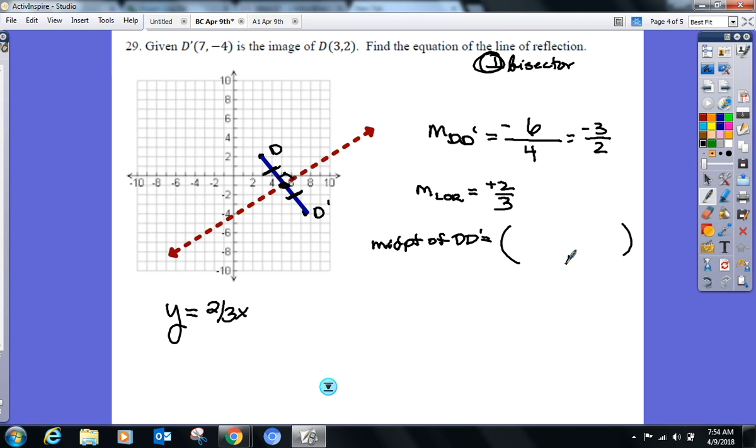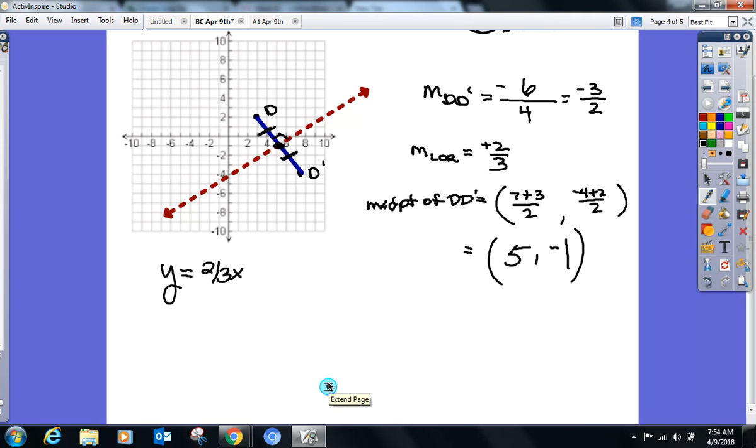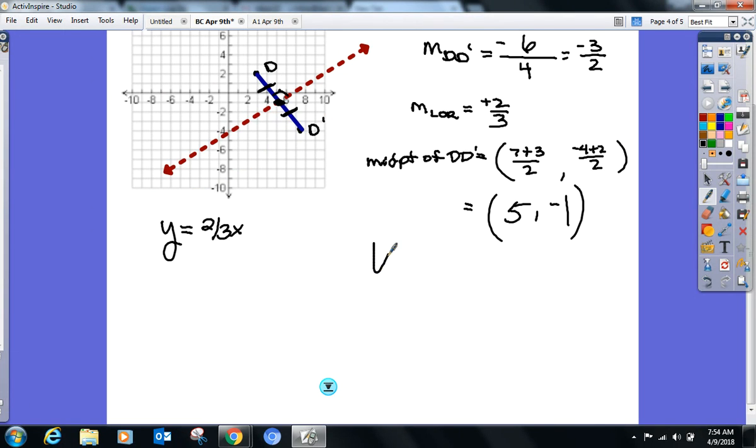So, midpoint formula: add your x's, 7 plus 3, divided by 2. Add your y's, -4 plus 2, divided by 2. We end up with 5, and -2 divided by 2 is -1. Does that look right? 5, -1. Yeah, it looks like it's in the ballpark. 5, -1. Look all right? Make any mistakes yet? All right. How do I use that to find the y-intercept for the line of reflection? Let's go, Todd, roll it. Plug it into y equals mx plus b.